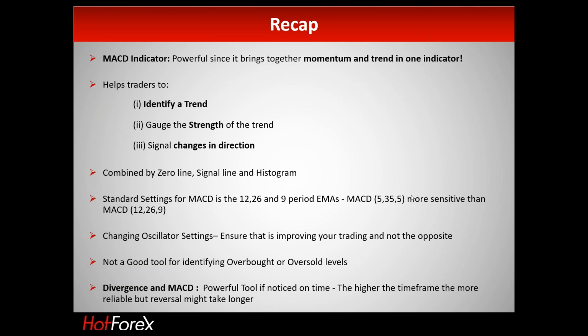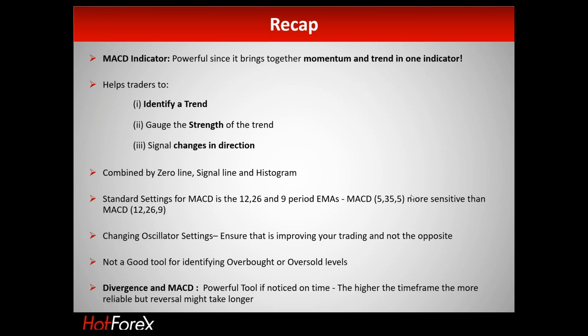Use at the beginning the default and check, do the lines give me the correct good signals, or are they giving me delayed signals? If they're giving you delayed signals, then change it. Put it to 5, 35, 5. Check again. Is it suitable? No. Try 5, 8, and 3. Check for yourself based on your time frame.